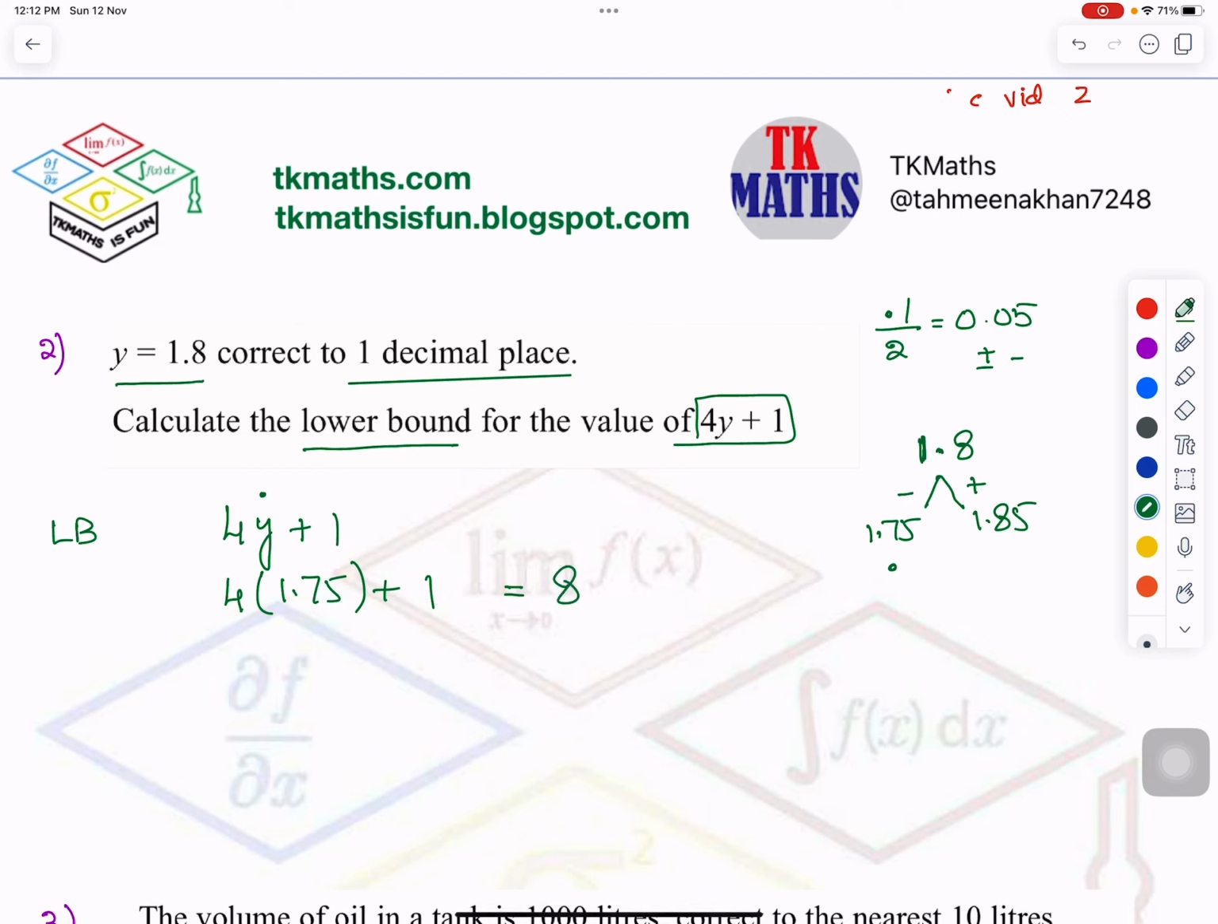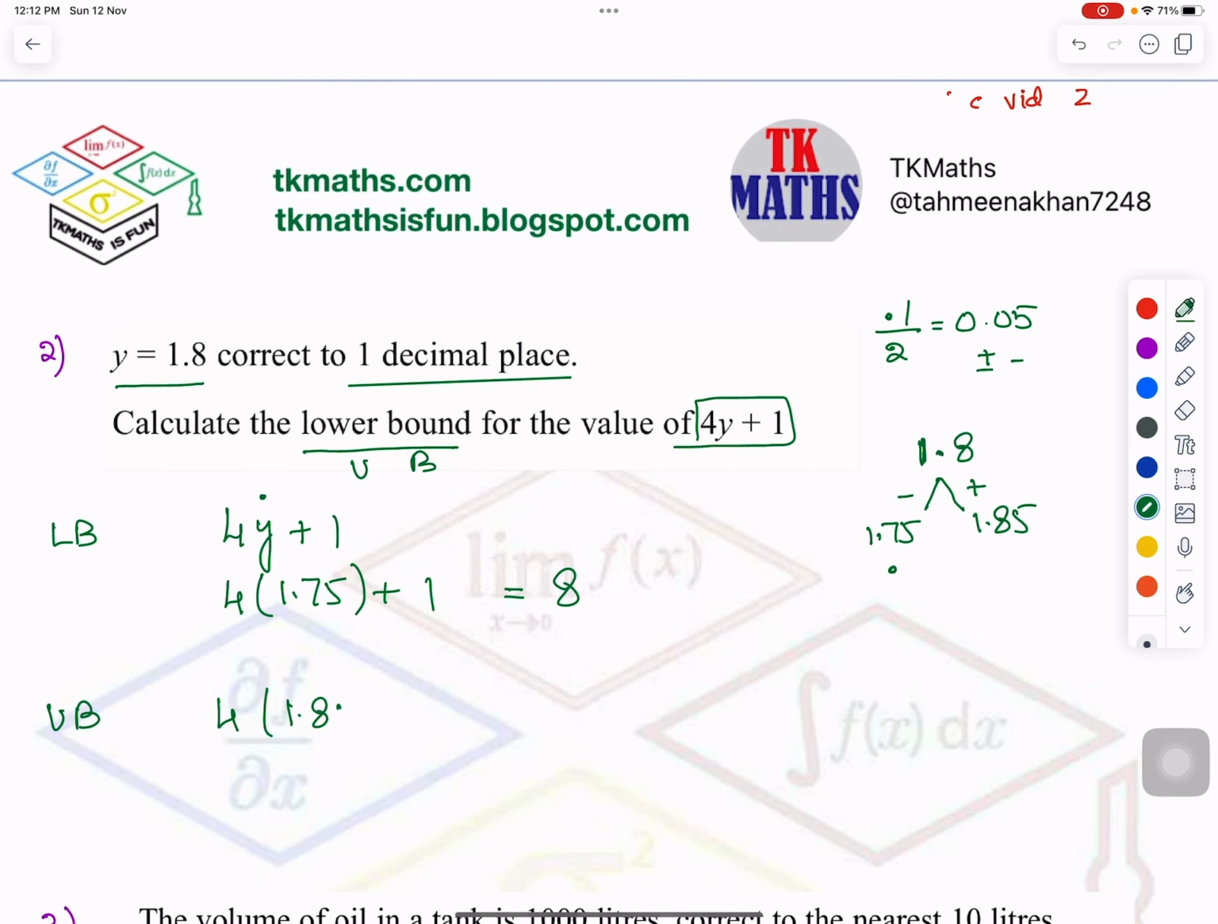If the same question was saying calculate the upper bound for the value, then in place of y, which value of y would I have taken? 1.85, right? This is not in the question. I'm just doing it to explain it to you. So this will be 8.4. Let me check on the calculator. Is it correct? The calculation 4 times 1.85, 7.4 plus 1 is 8.4. Right. Okay. Now the last question.